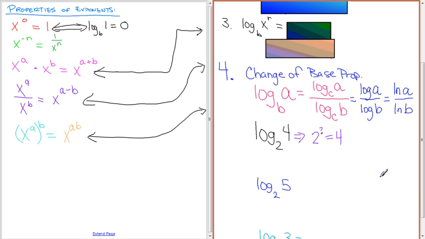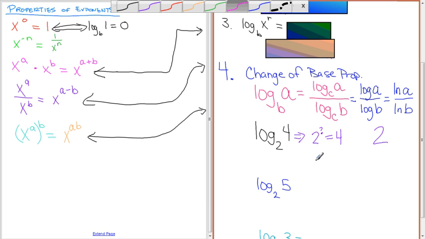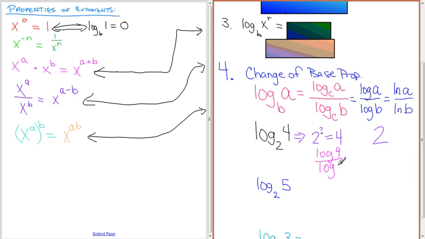So this one you should just know, it is 2. So log base 2 of 4 is 2. If for some reason you were having a mental block and could not figure that out, you can always use your change of base property, and you would say log of 4 divided by log of 2, or ln of 4 divided by ln of 2. And either way, you will get 2. Now I would hope you'd never have to do that with something like this, but it can happen.